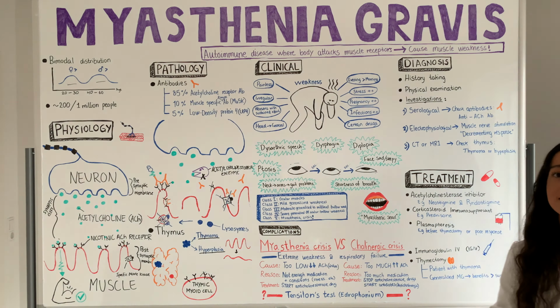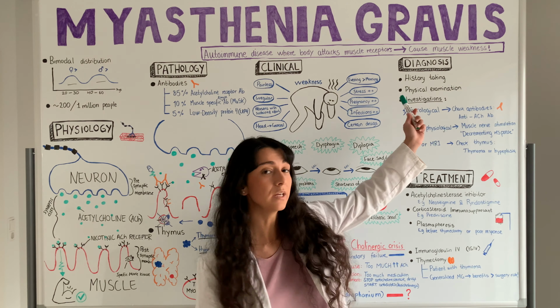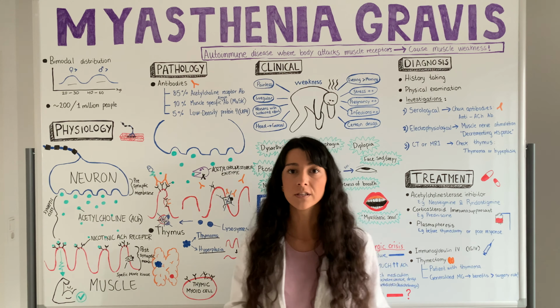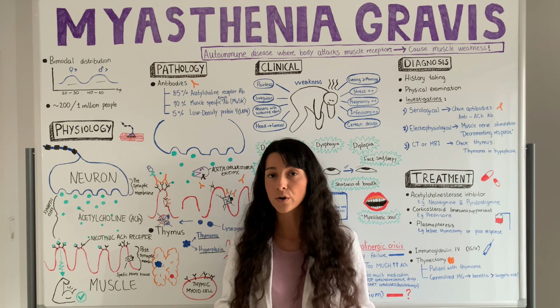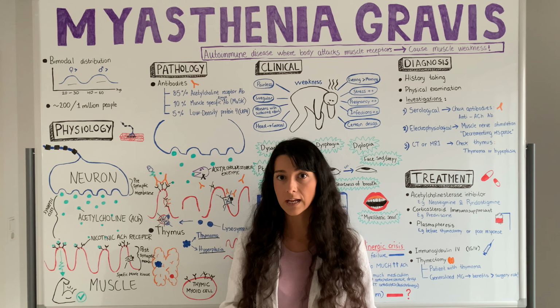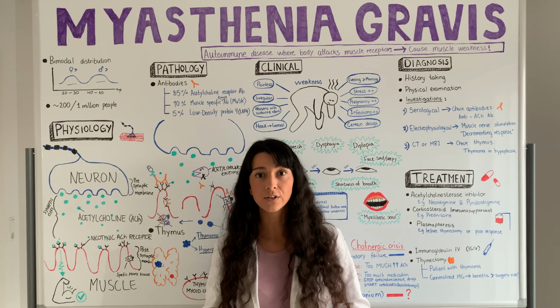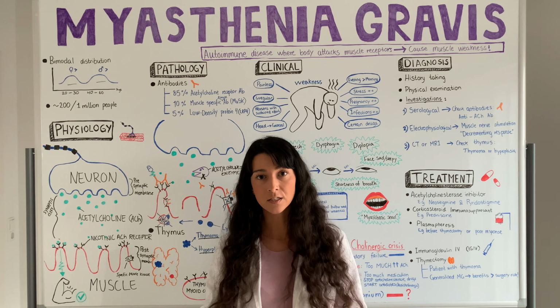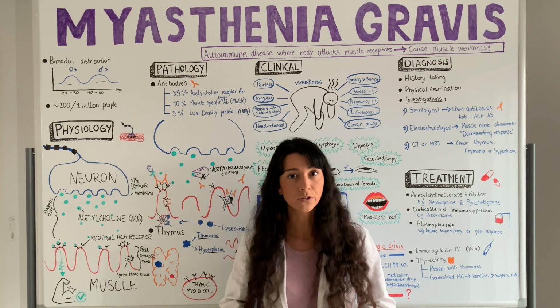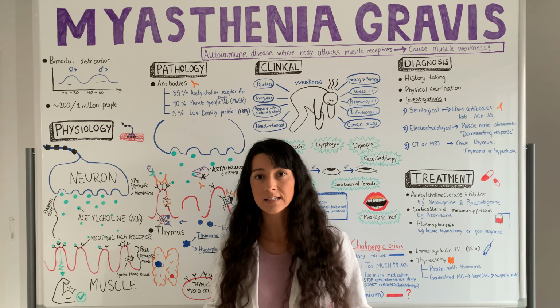So how can we diagnose patients with myasthenia gravis? Well, first of all, it's very important to do history taking. So ask the patient about the weakness they are experiencing. As I mentioned in the previous video, there are specific features of the weakness in patients with myasthenia gravis, such as the weakness being worse in the evening compared to the morning, and with sustained effort the weakness becomes worse.